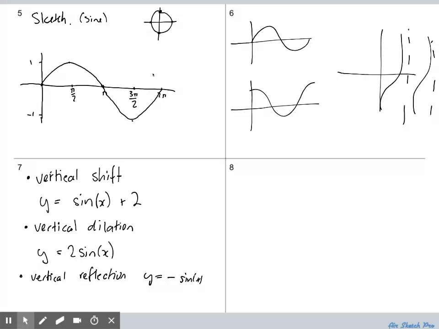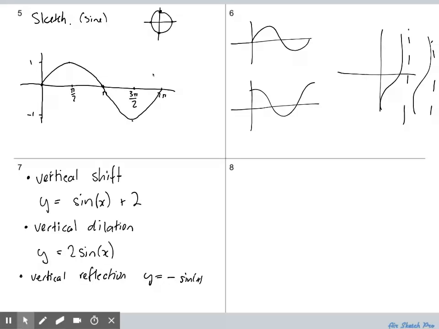If sine of x is equal to 0, and then I change the output to -0, guess what -0 is? 0. So the zeros don't change. And if sine of x is equal to 1, what's negative sine of x? -1. If sine of x is equal to -1, what's negative sine of x? +1. So every positive value becomes negative, every negative value becomes positive.